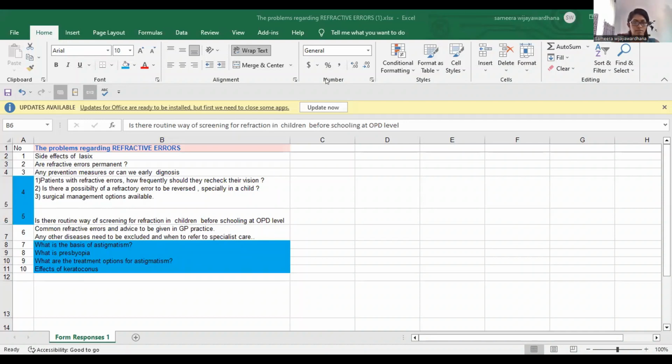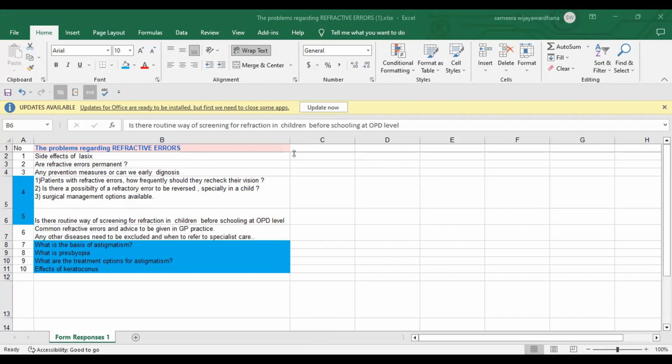Common refractive errors and advice to be given in GP practice. The commonest that we would encounter would be myopia and astigmatism, I think, in the young adult population, and in the older age group, presbyopia would be the commonest thing. Rarely you would get irregular astigmatism and things like that due to scarring. So advice to be given in GP practice are those things.